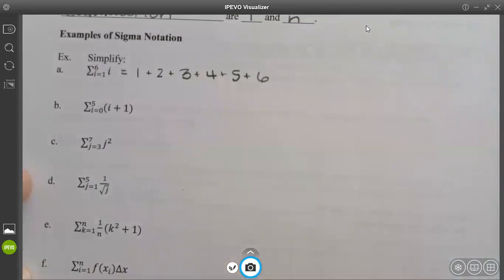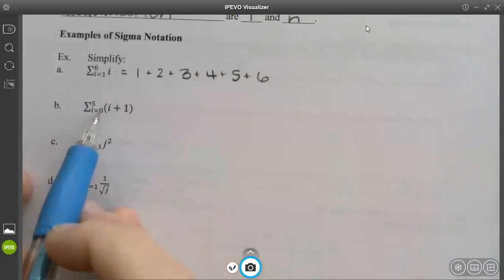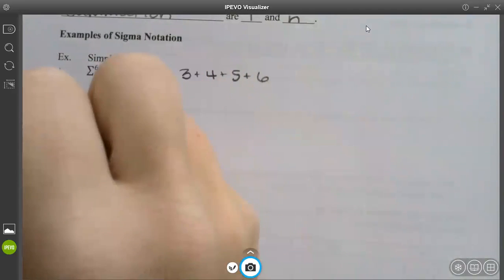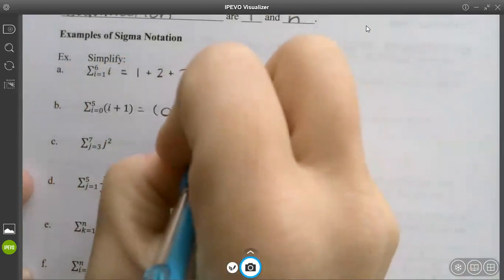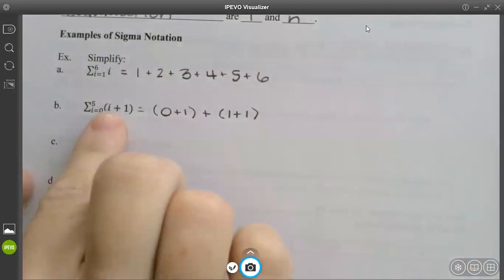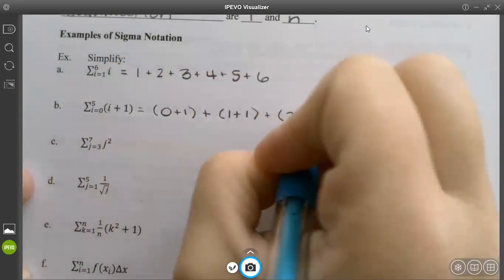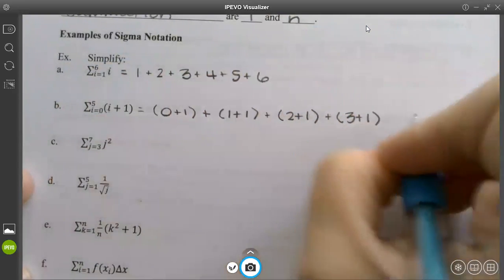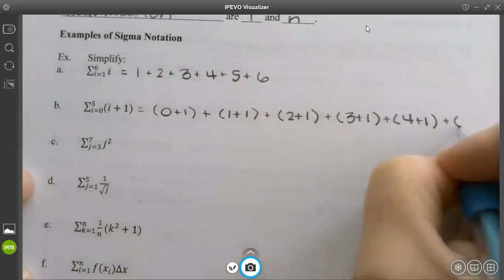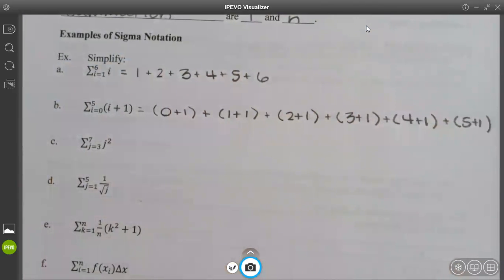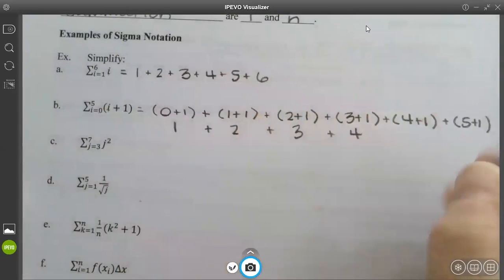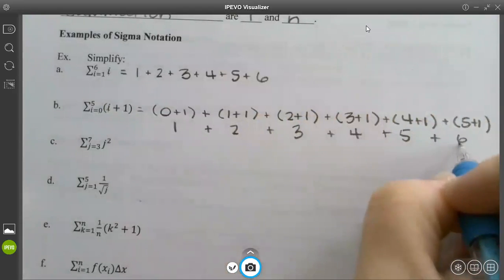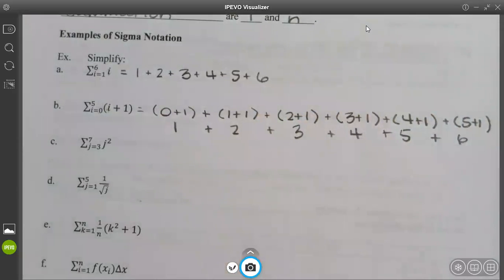All right. The next one, here's our function, i plus 1. We're going to start at 0 and finish up at 5. So i plus 1, we're going to change that to 0 plus 1. It's a summation, so we add. i is going to change to 1 because we're in the next term. Then 2 plus 1. Then 3 plus 1, 4 plus 1, and our upper limit is 5, which gives you 1 plus 2 plus 3 plus 4 plus 5 plus 6. Again, in a real summation situation, you're going to go ahead and add those together, but we don't have to. This is just kind of showing you how to set it up.